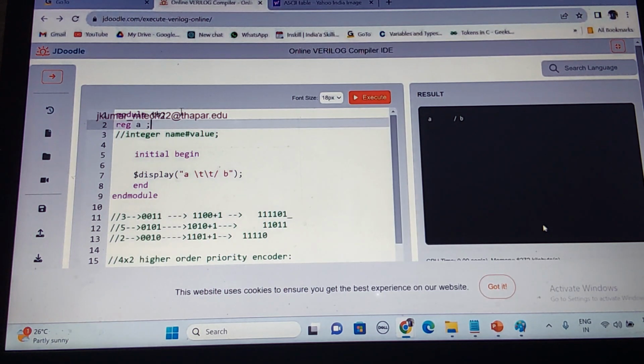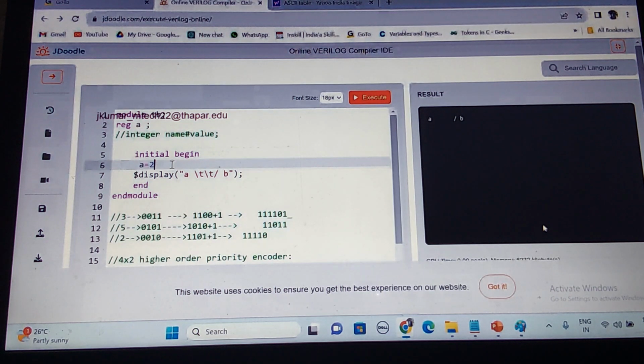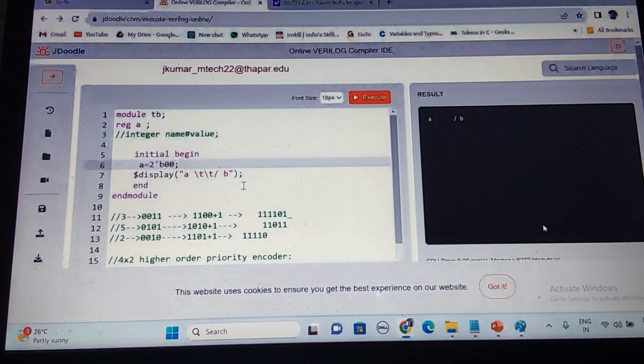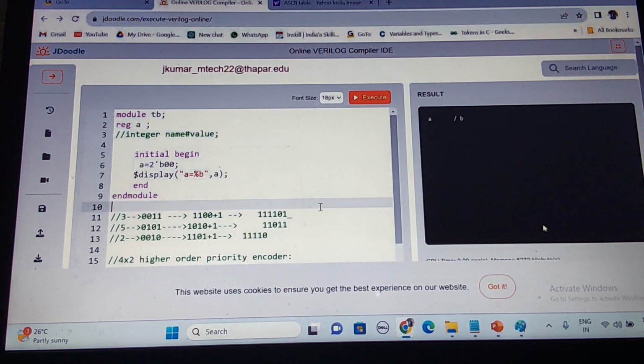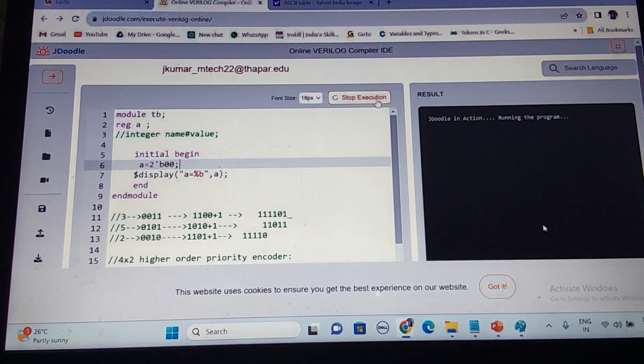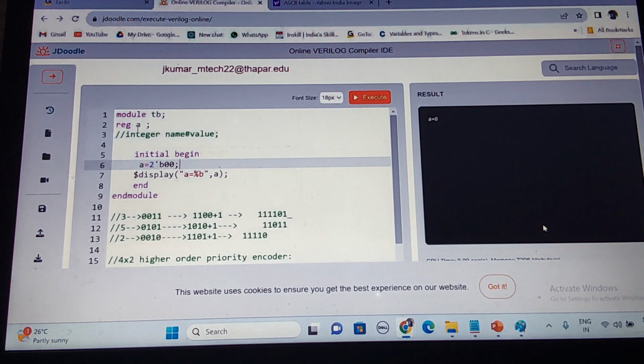Now let us assign A is equal to 2'b00. Let me print the A value. A is equal to, in binary I am going to print $display with %b, comma A. So what will be the output of this? I am assigning A to how many bits? 2 bits. But I am declaring this as scalar, 1 bit. What is the output I am going to get? Only 0, single 0. Correct? Why am I getting single 0? Since my register is 1 bit, scalar.